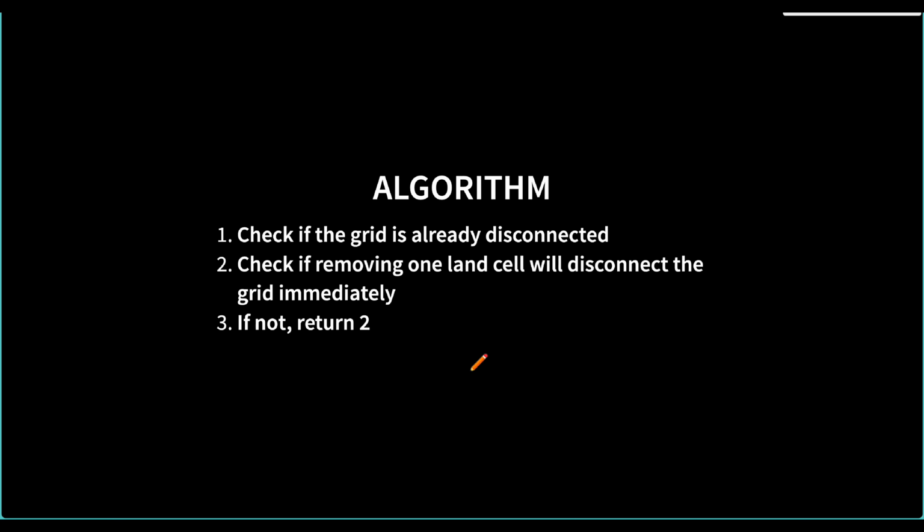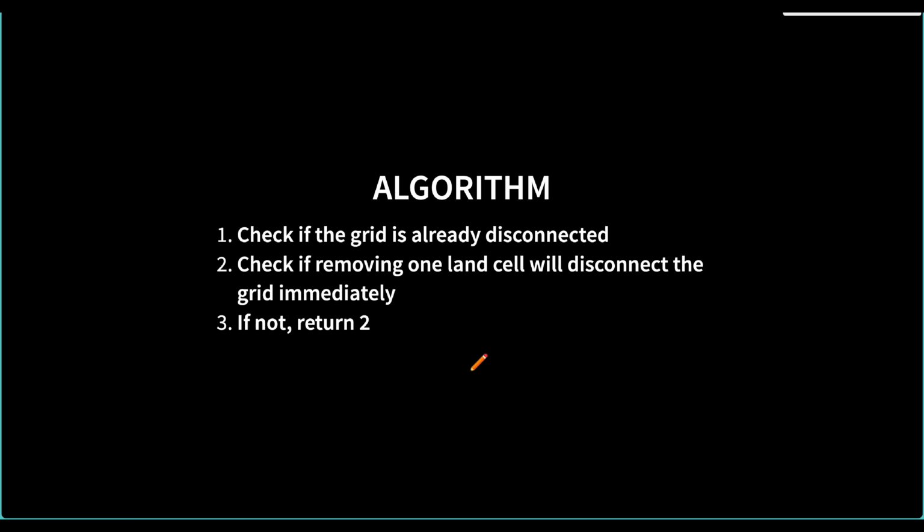Step 2 will be to check if removing one land cell will disconnect the grid immediately. In this case, we can go through each land cell, temporarily sink it, and check if removing that point actually breaks the connectivity of the graph. Such a point will be an articulation point in the graph, and if we find it, then we will return number of days equal to 1. We can reuse the isConnected function from step 1 to check if the graph is connected after sinking the cells. Another approach is to use Tarjan's algorithm to find the articulation point. If there exists one articulation point, then we will return number of days equal to 1.